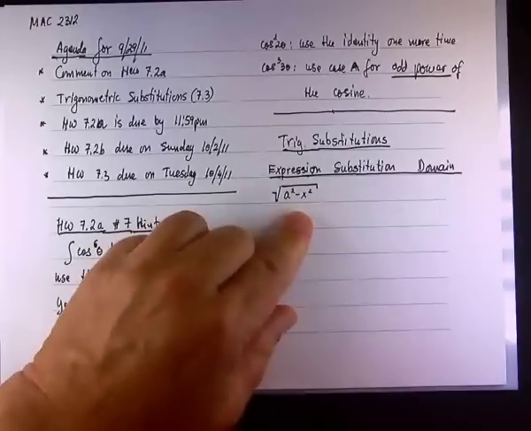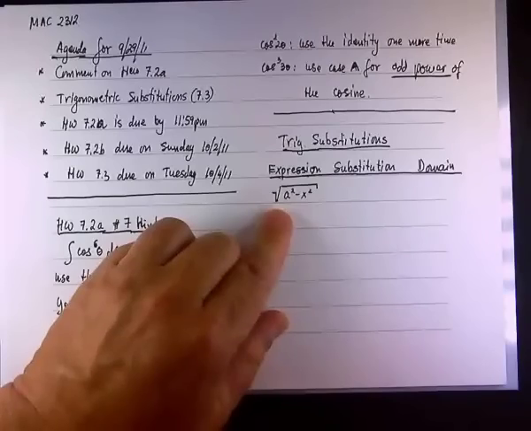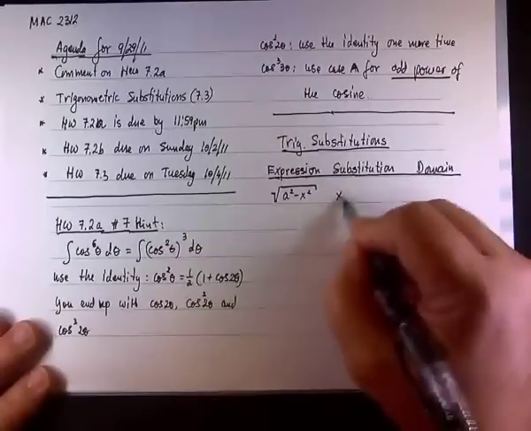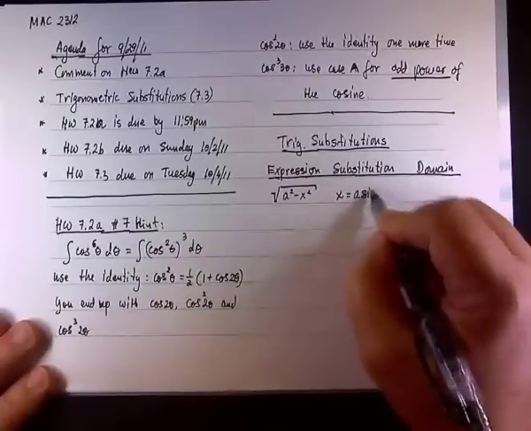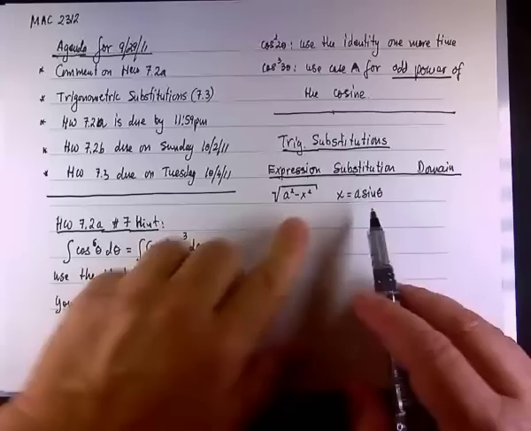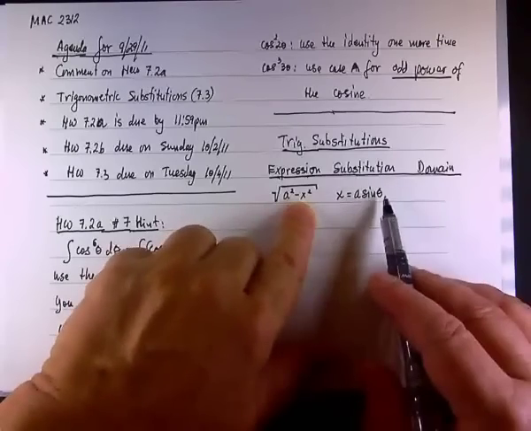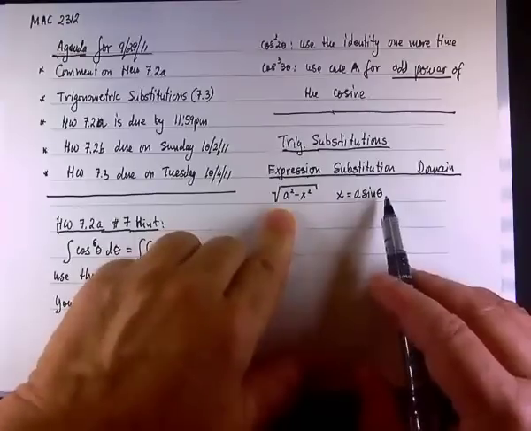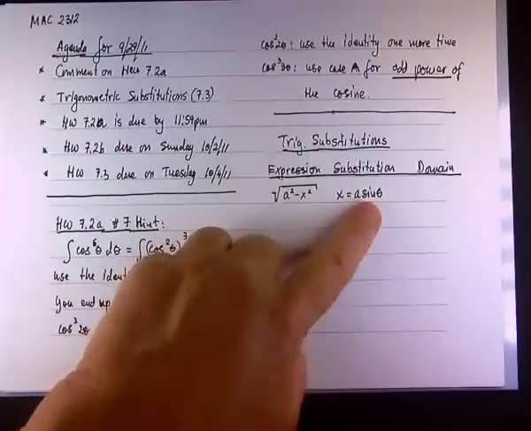The substitution here. Notice that for this number to be a real number, x has to be less than a, or x squared has to be less than a squared. So in order to guarantee that, we can substitute x with a sine theta, because we know that sine squared of theta is a number between 0 and 1. So it's guaranteed that x squared is a squared sine squared theta, and the radicand remains positive, or 0.